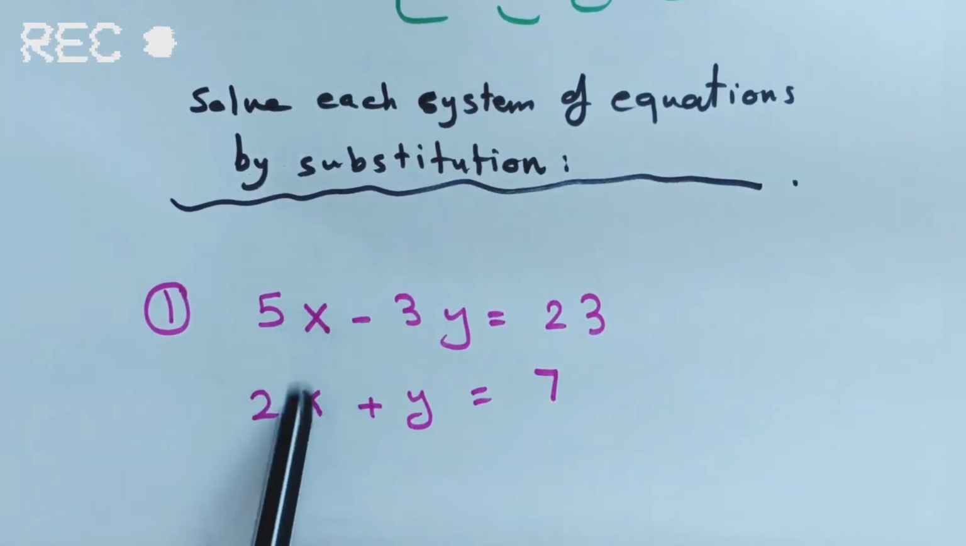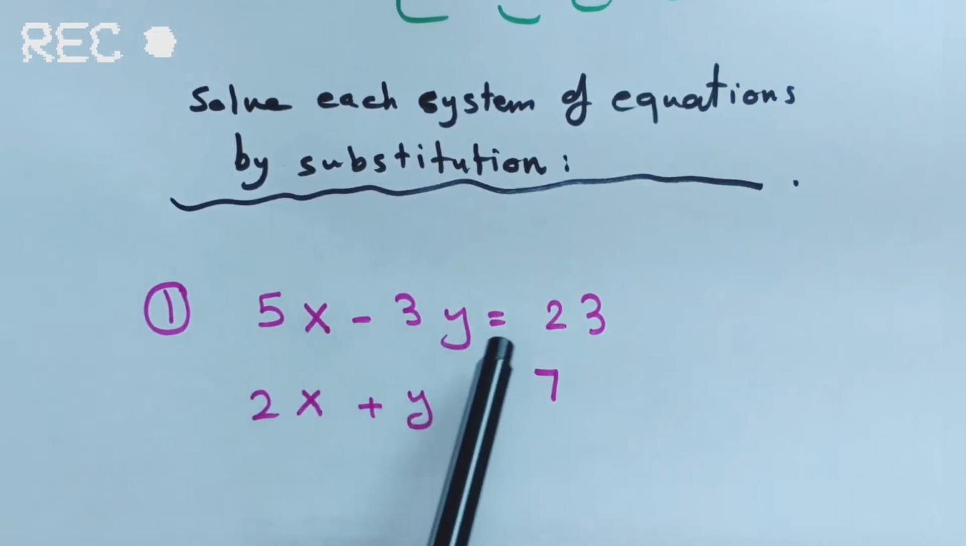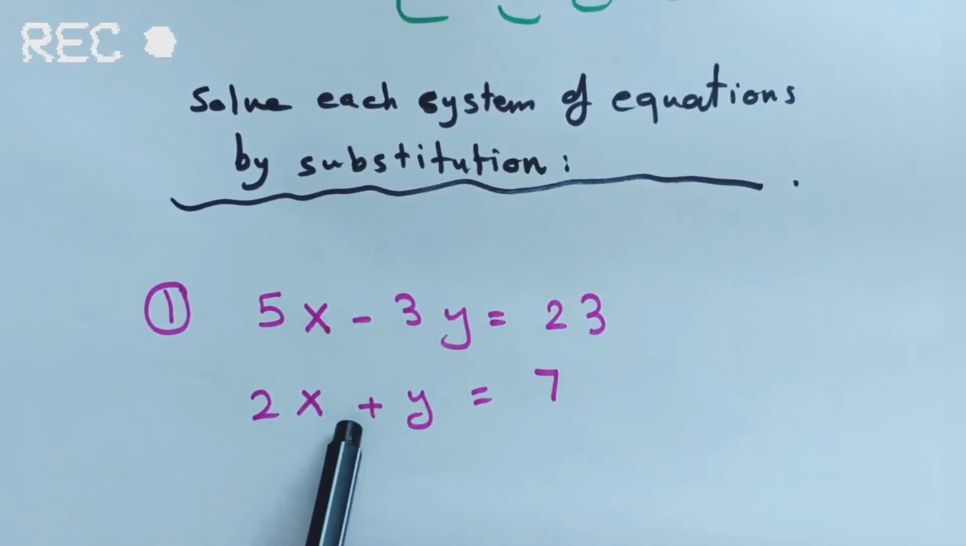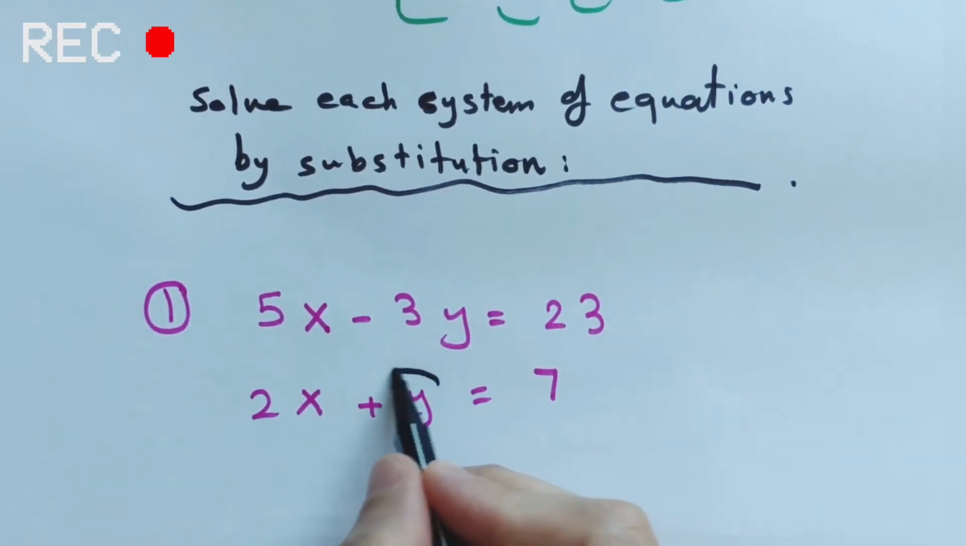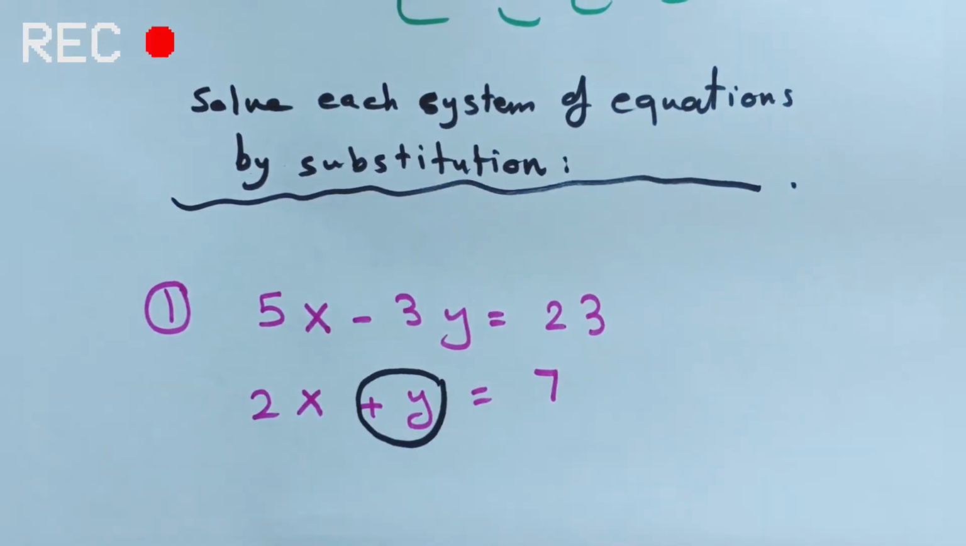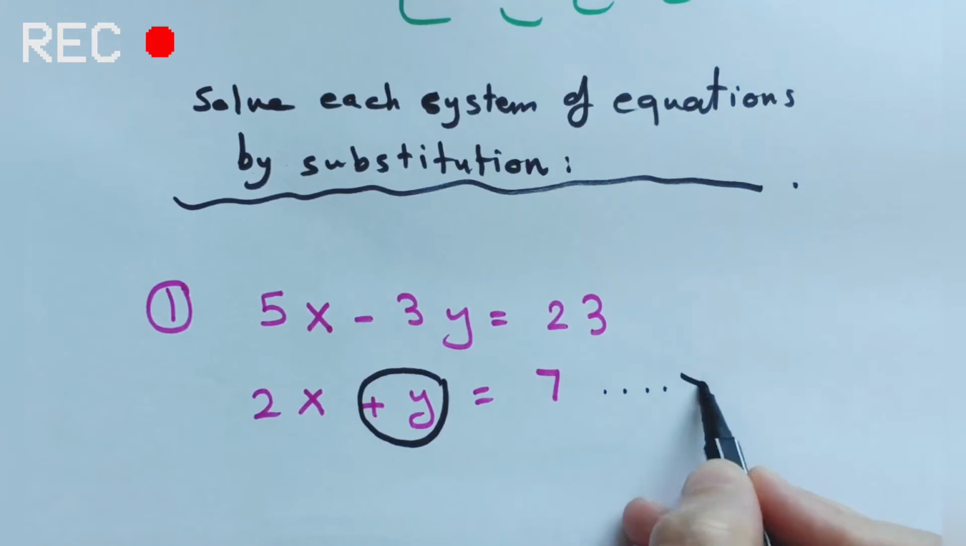So we have these two equations: 5x minus 3y equals 23 and 2x plus y equals 7. Now substitution means I'm going to keep one of the variables alone and then substitute it in the other equation. Here I can see that y is alone. This is very good for me, so I can keep the y alone in this equation. I will use it.